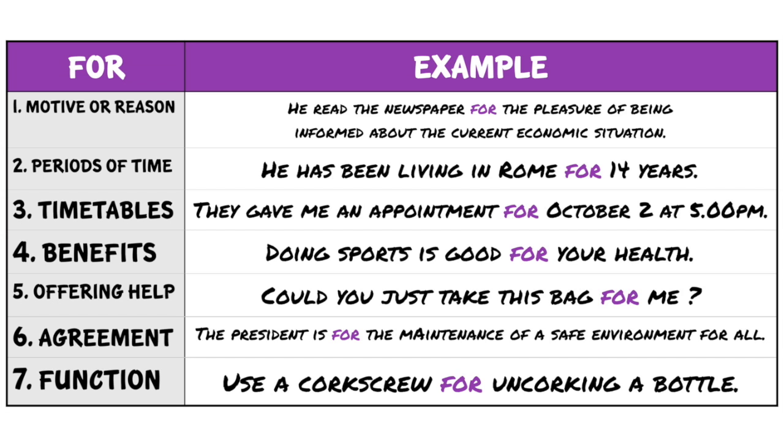And finally, we use mostly for to show a function of something. But in this case, we add a verb with an ing form right after it. So the formula would be for plus verb plus ing. Like in the example, use a corkscrew for uncorking a bottle. Okay, so here we have the difference between for and to.